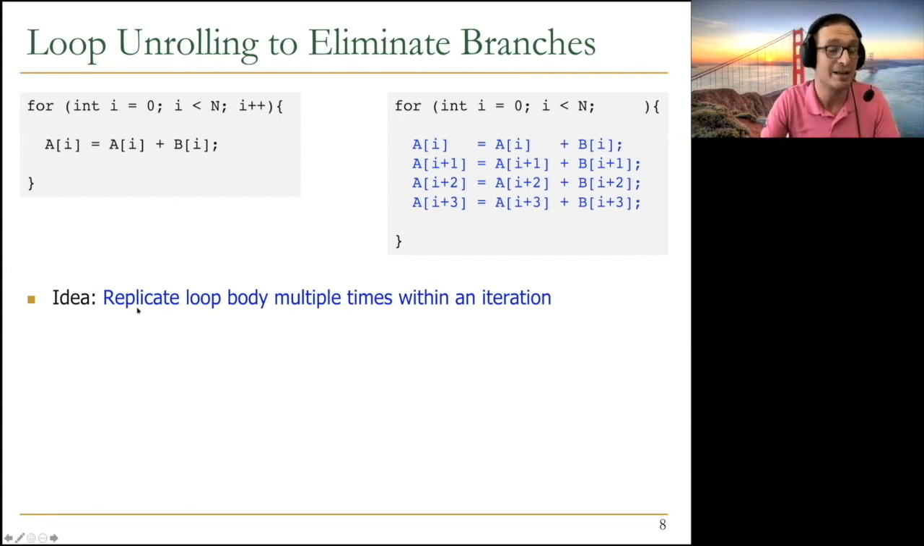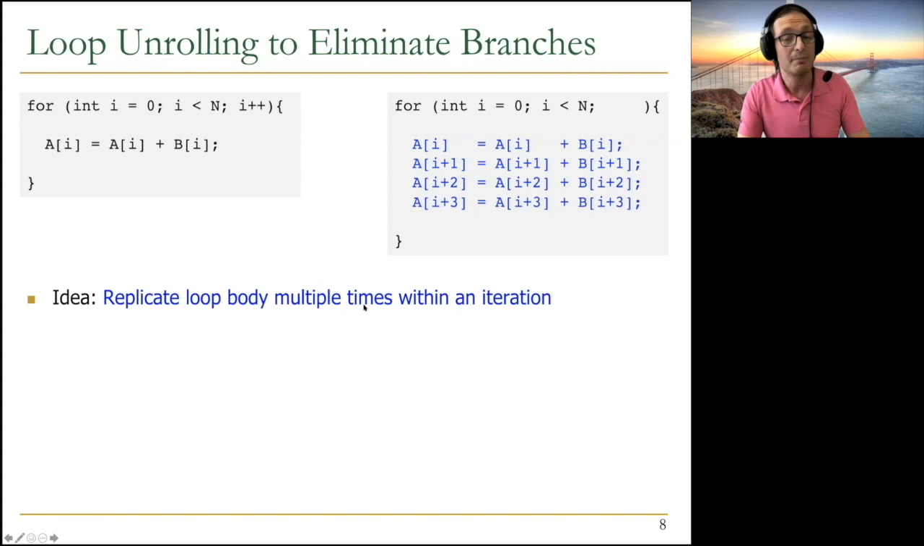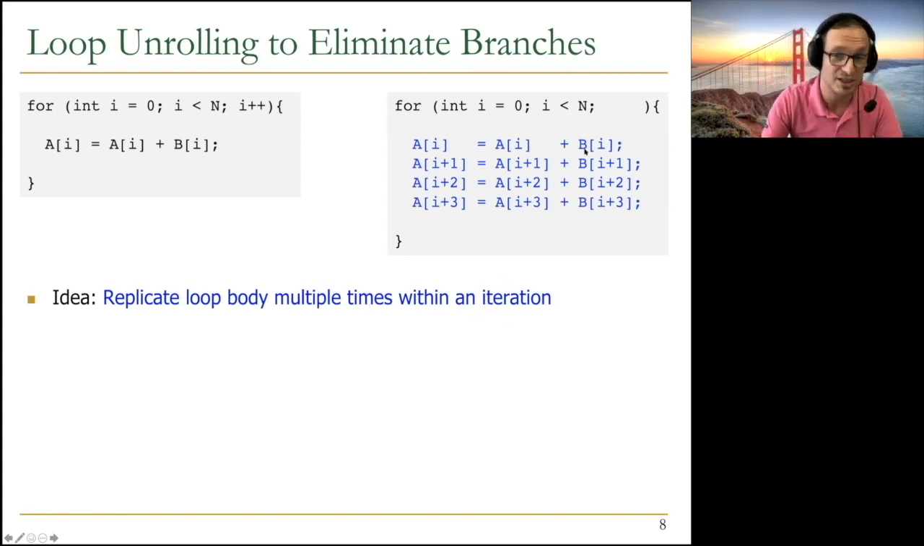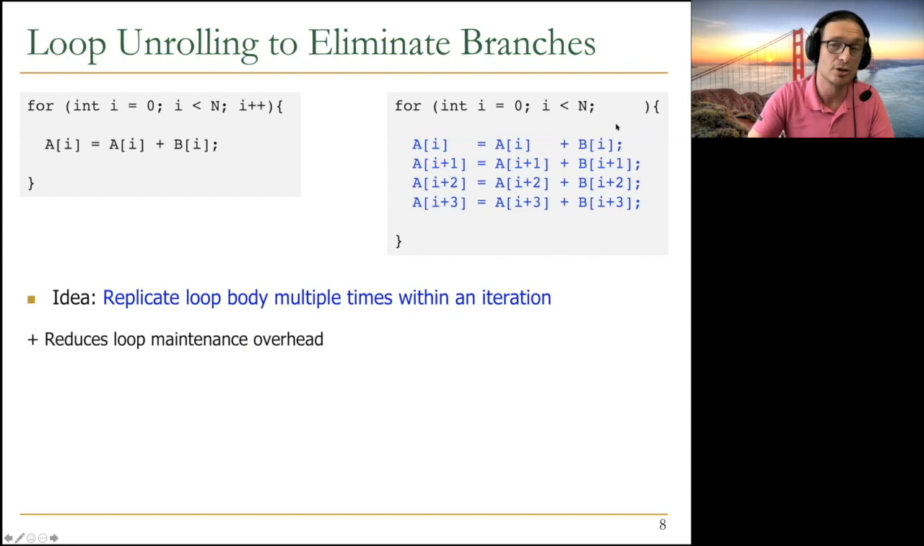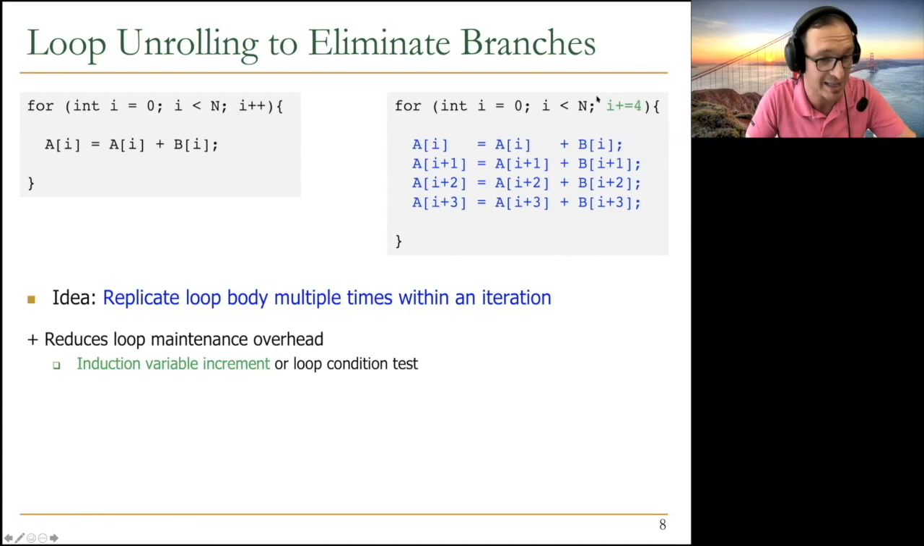And the idea in loop unrolling is to replicate the loop body multiple times within an iteration, as you can see over here. But of course, now you're doing 4 original iterations within one iteration. So you need to make sure you increment the values correctly, and that's going to be a problem actually. But if you do this now, you don't execute as many branches, you don't execute as many loop control instructions, etc. So you reduce the loop maintenance overhead. Induction variable increment or loop condition test goes away or reduces by 1/4, basically by 3/4 in this case.